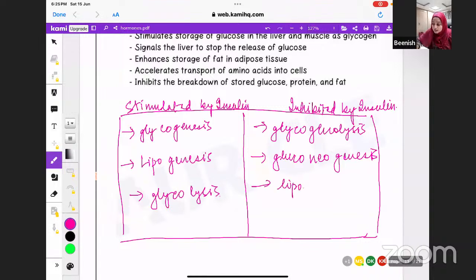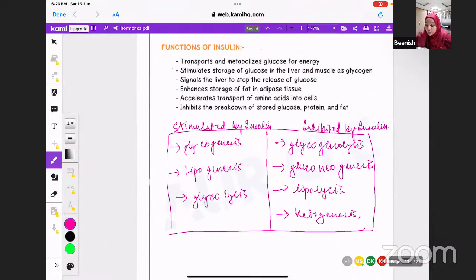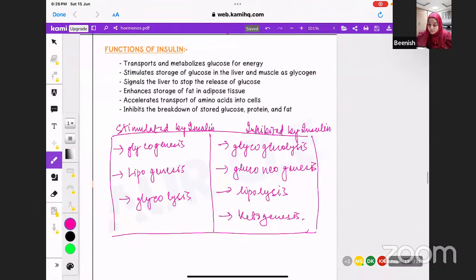Lipolysis, again, is inhibited by insulin. And ketogenesis is also inhibited by insulin. So these are the functions of insulin. So with this, we come to the end of the lecture. If you have any queries, you can ask.